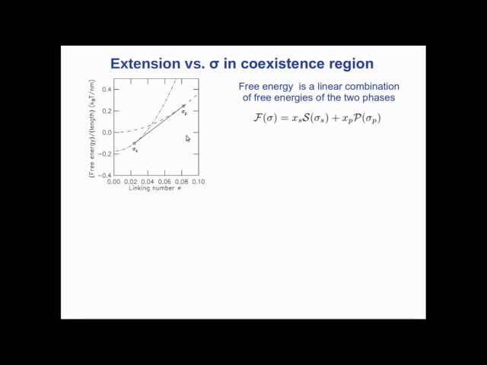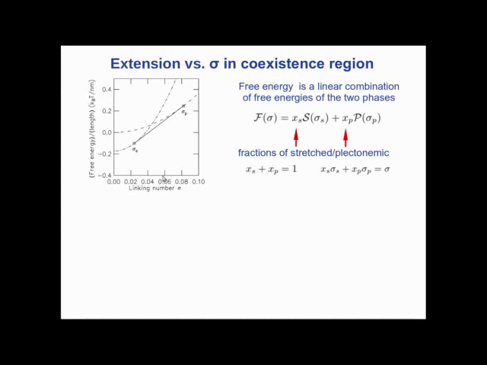So what happens in this coexistence region is that the free energy is composed of two terms: the free energy density of the straight phase with its value of sigma s, and the free energy density of the plectonemic phase with the value of sigma p. These are two different values, and these are fixed. They do not depend on the total sigma. So they are fixed.